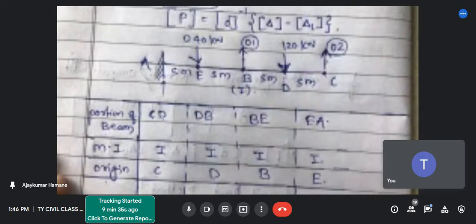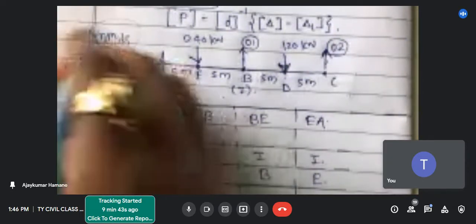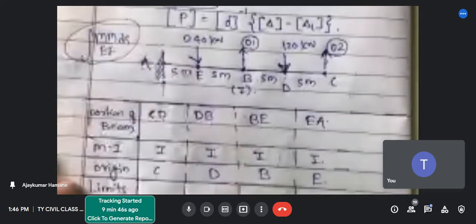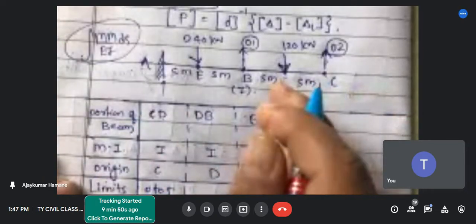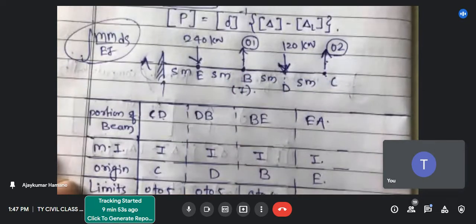Now next is what? To solve the integration, what is our formula? The formula is M divided by EI into ds. So we have to put the limit for CD, what is 0 to 5, again 0 to 5, 0 to 5, correct?